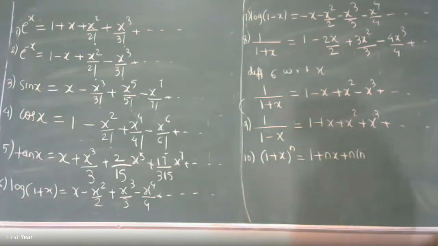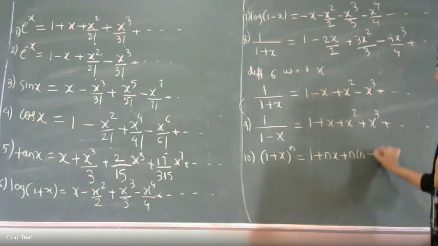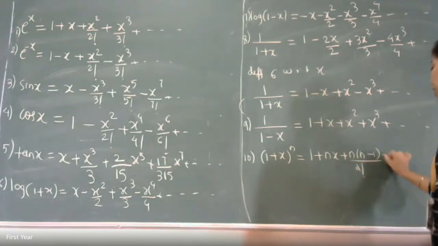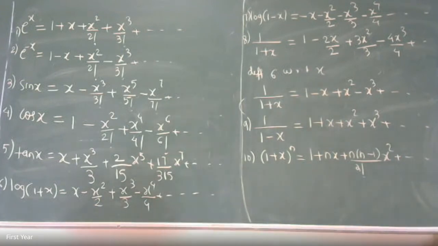And binomial expansion is 1 plus nx plus n into n minus 1 by 2 factorial x square plus dot dot. That's your standard 10 standard expansions which we are going to use to solve the exam. And all of them can be derived with the help of Maclaurin's series.